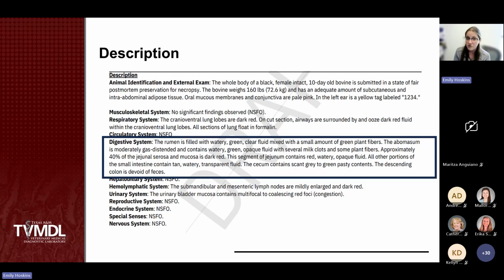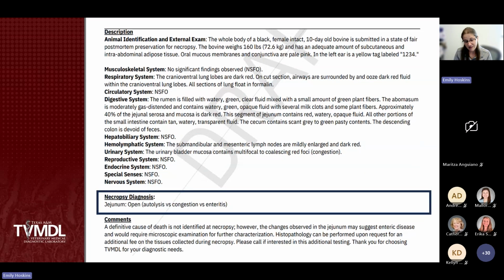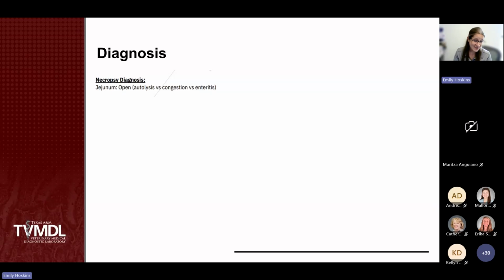And I will tell you, just on reading that description and knowing that this calf came in a state of fair postmortem preservation for necropsy, so there was some autolysis, it would be really difficult to look at that change on the necropsy floor and know for sure whether that was due to autolysis or whether that was a true lesion. So that brings me to the necropsy diagnosis. The diagnosis for this case, regarding the jejunum, I have jejunum open, and in parentheses, autolysis versus congestion versus enteritis, which I know is super specific and super helpful. So let's talk about it a little bit more.